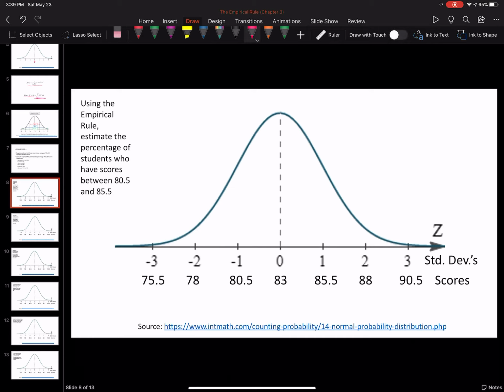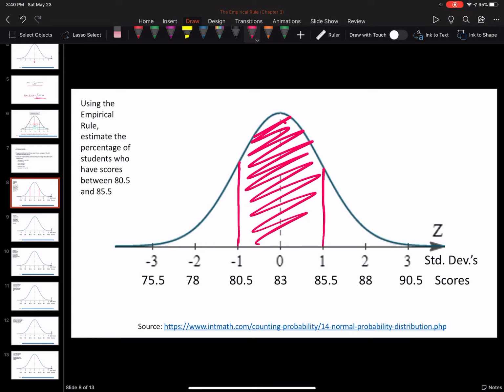Now in our case, we're looking for the percentage that's between scores of 80.5, okay, so that's here, and I like to draw little lines to mark the boundaries, between 80.5 and 85.5, so that would be here. Okay, well, something we should notice is that we're interested in this area. Well, that's between -1 and 1 standard deviations away. Well, the empirical rule tells us that that area has to be 68%. So it's a nice and easy one.